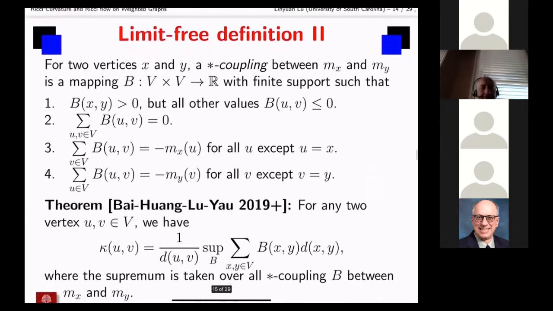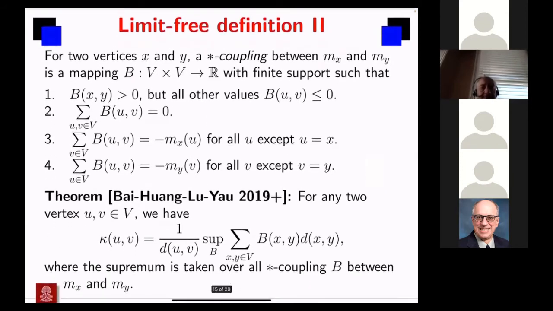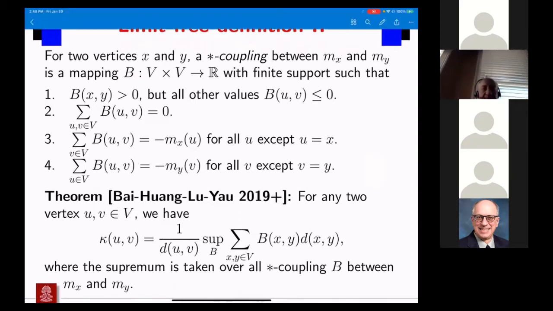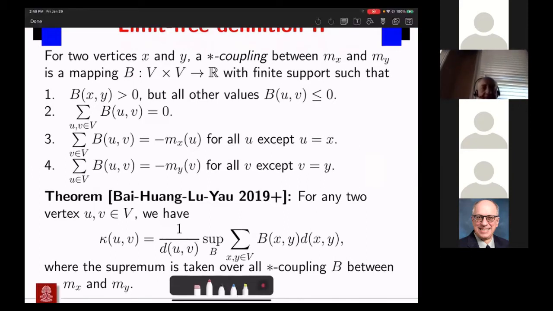And in 2019, we figured it out, and introduced the so-called star coupling. A star coupling is like a coupling, but it's a matrix. Let me just draw and tell you what that is. It's a matrix whose indices are x and its neighborhood, say x1, x2, and so on, and then y and y1, y2, and so on. Between x and y, this entry is positive. All others are negative.